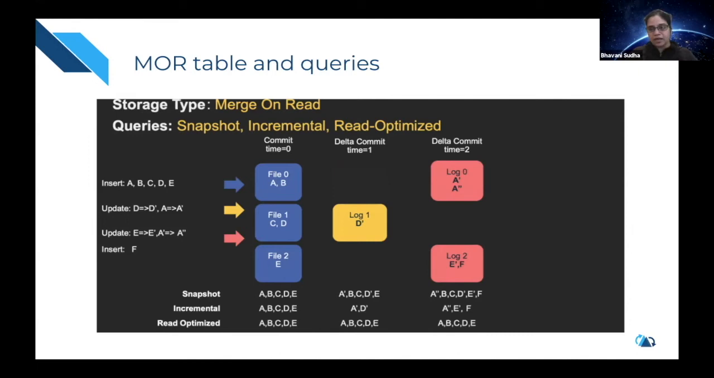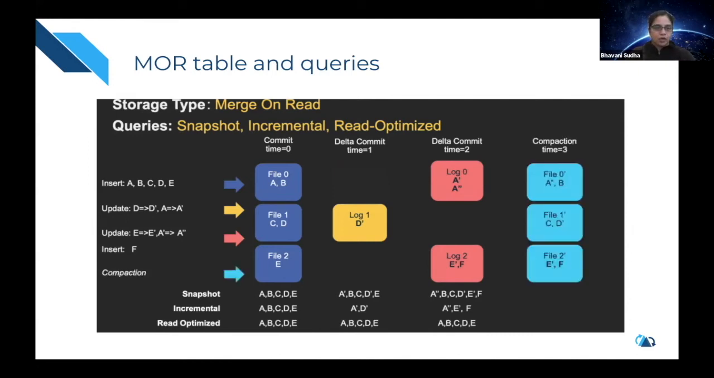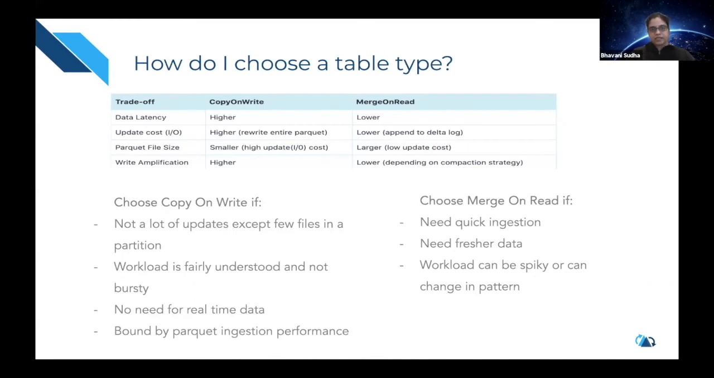And incremental is the same as what I explained in COW previously. Cool. With all these, you can ask me, how do I choose a table type? To get into that, we need to understand certain trade-offs between copy on write and merge on read tables.